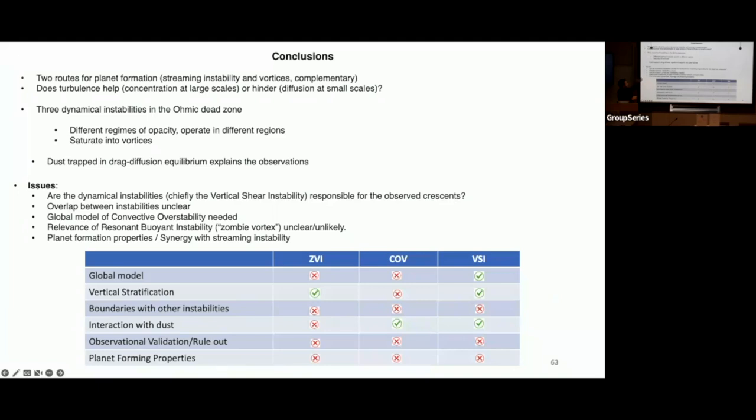These are some of the open issues, right? Are the dynamical instabilities responsible for the observed crescents in the observations? What is the overlap between these instabilities? They have never been modeled in the same simulation. We still need the global models of some of these instabilities, chiefly the convective overstability. The relevance of the resonant buoyant instabilities is still unclear. And what are the planet formation properties and their synergy with the streaming instability? So this is my checklist of stuff that I want to do in the next few years. Some of them have been done, some of them haven't. Thank you very much, and I will be happy to answer questions now.